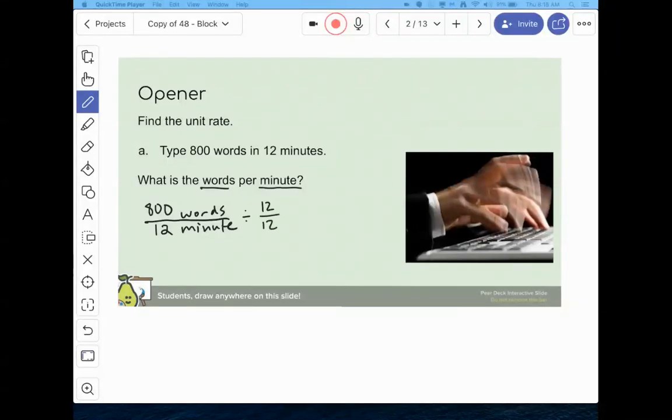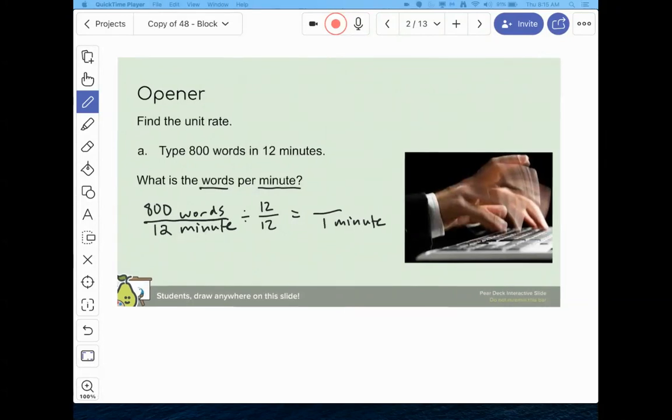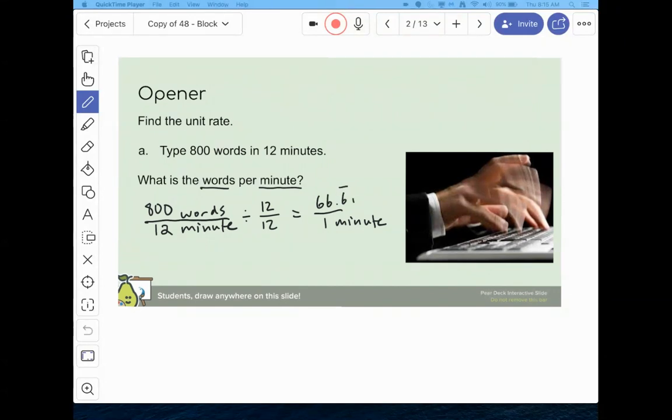We can divide both by 12, or we just do 800 divided by 12, because we know 12 divided by 12 is going to give us 1. And then we're going to put minute on that. Then 800 divided by 12 is going to give us 66.6, and that keeps going, words per minute. So if you got 66.6 or 66.7 words per minute, you are right on.